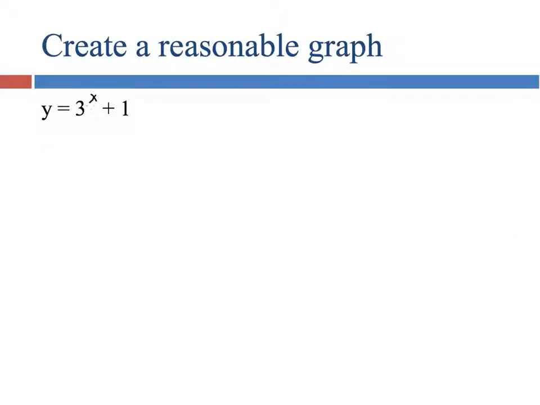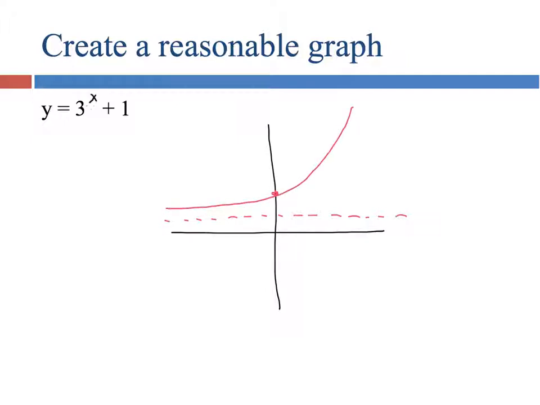Now, let's think about how we can use our transformations to create reasonable sketches of more exponential functions. Y equals 3 to the x plus 1 would have a vertical shift up 1, moving my horizontal asymptote to y equals 1, my y-intercept to (0, 2), and it would still give me the same shape of the graph.